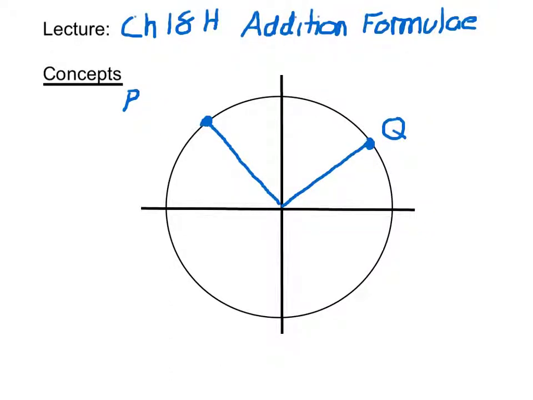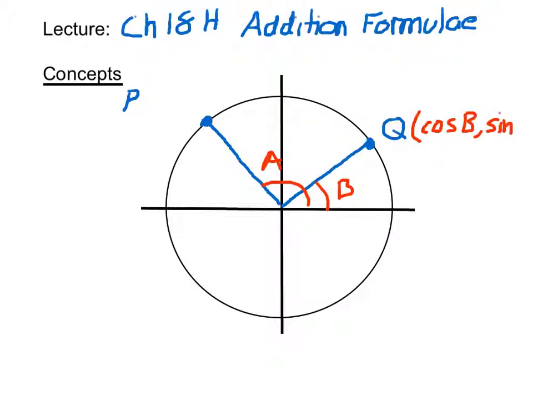In this video we're going to look at chapter 18H on addition formula. Let's take a look at a unit circle, and we're going to choose any 2 points on the unit circle. We'll call them Q and P. And the angle that forms Q we'll call angle B, and the angle that forms the point P we'll call angle A.